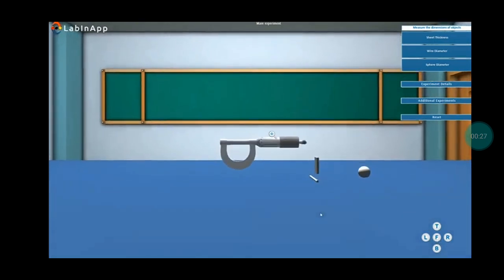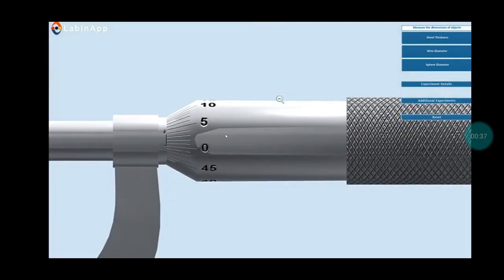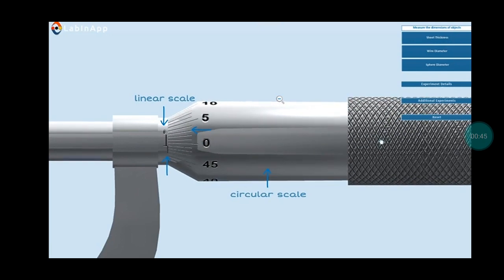This is our apparatus, screw gauge. These are the dimensions we have to measure: wire, sphere or sheet with the help of screw gauge. So first we'll count the zero error. There are two scales in this, circular and main scale. Inside is the main scale and rotating is the circular scale.